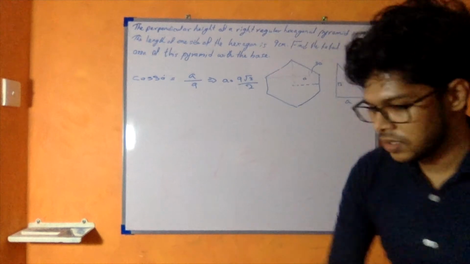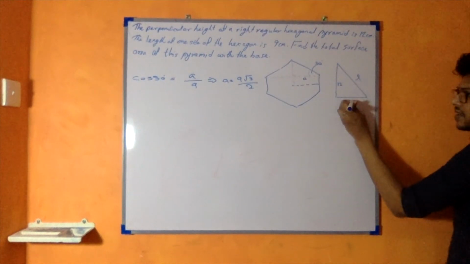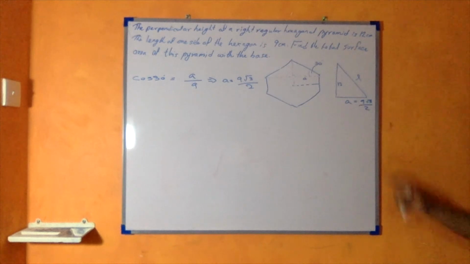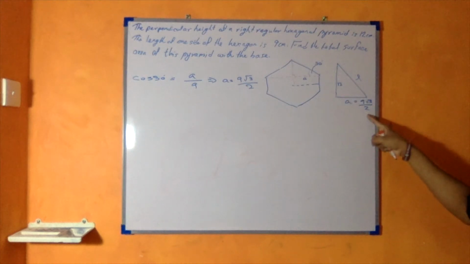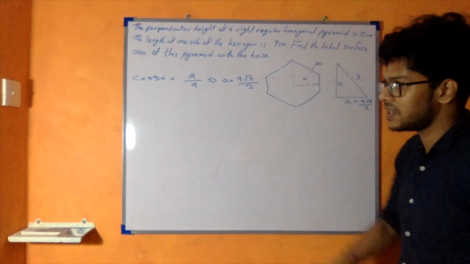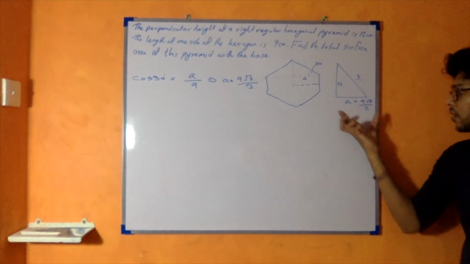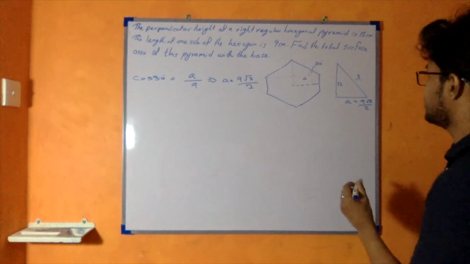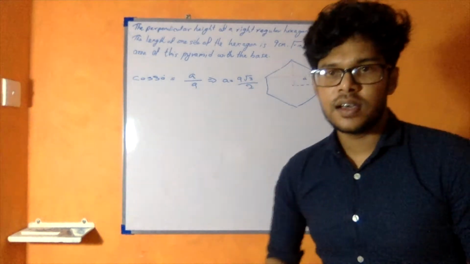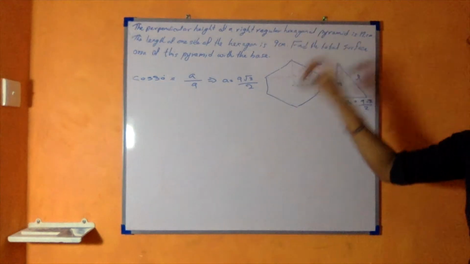Okay, so now we know this value A, which is 9 root 3 over 2. If you know this is 12 and this is 9 root 3 over 2, can you find the perpendicular height of the triangular surface of the hexagon? We have already found A, so by using that we can find L, the slant height of the triangular surface of the hexagon.